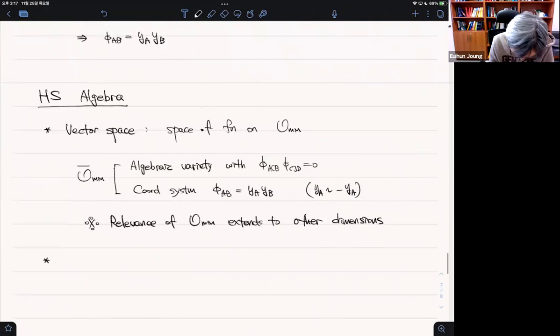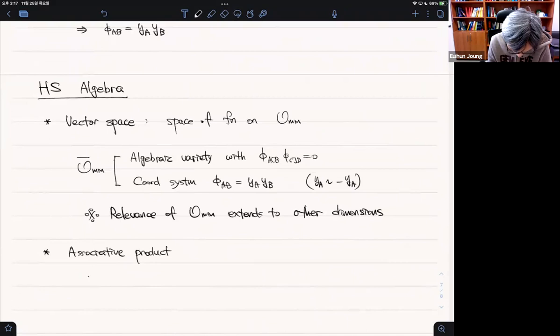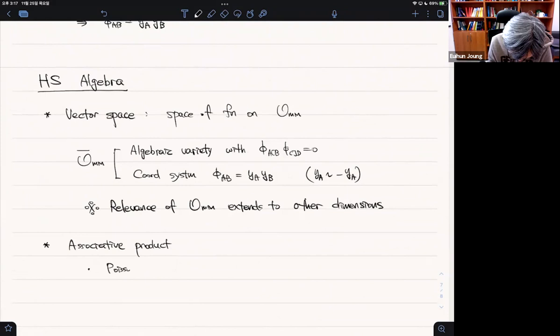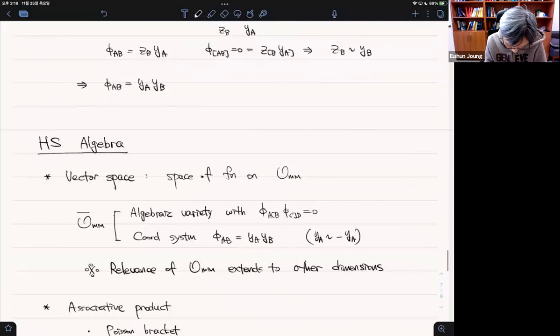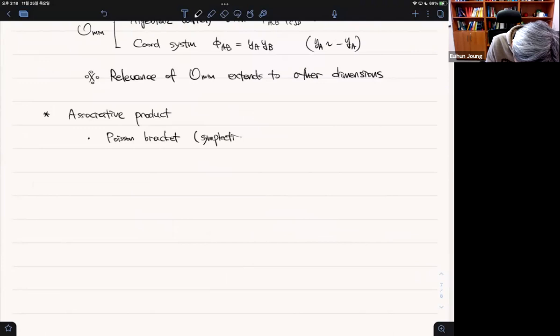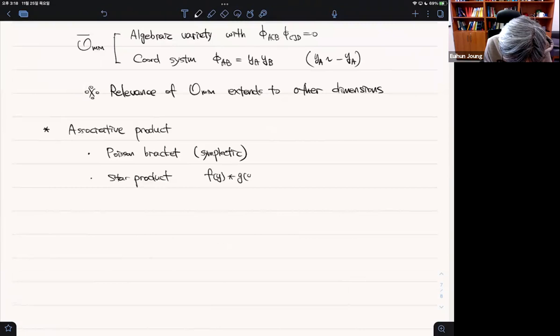Typically, we can try to get an associative product instead of just the Lie bracket. What we have is a Poisson bracket, which is built in because of these structures, symplectic structures. But what we can do more is try to make it associative using a star product. This is f(y) star g(y), which starts from f(y)g(y) and then adds the Poisson bracket.